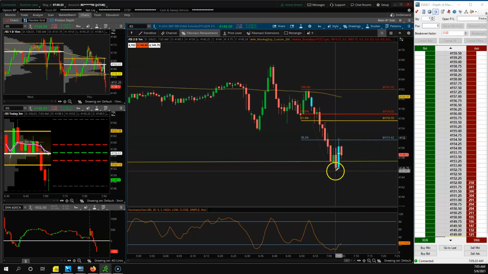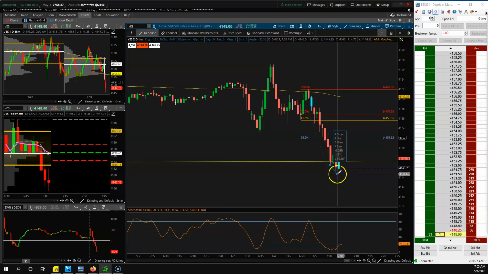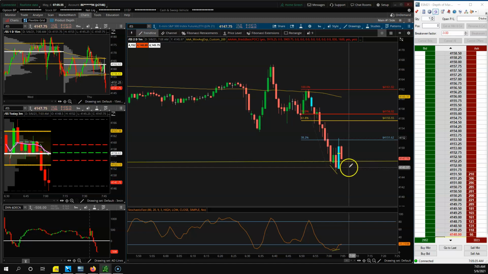Divergence, we could say this is a little bit of a divergence right here, that we have maybe for a quick little scalp trade right back down here. I don't know if I want to take it. The market is weak. AD lines are falling. So we'll see. I might go for a quick little scalp.